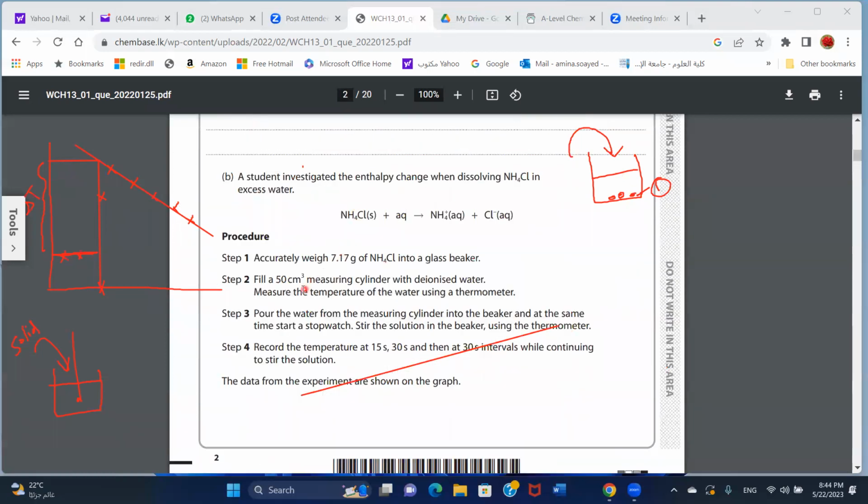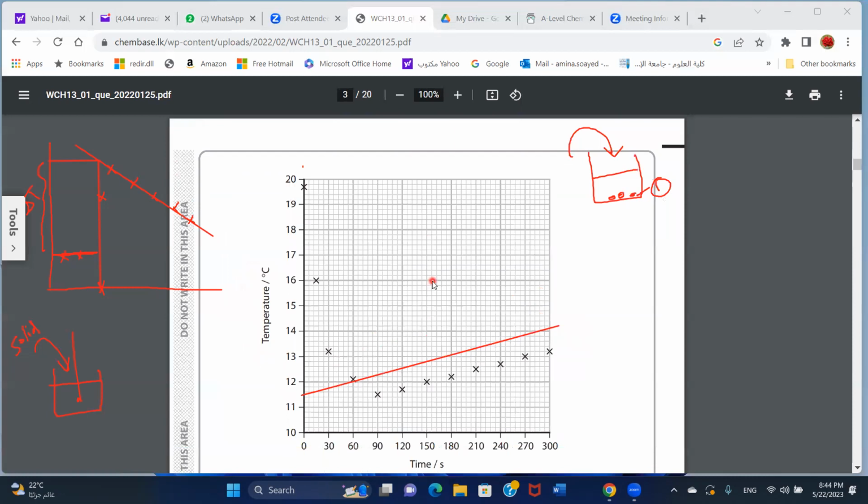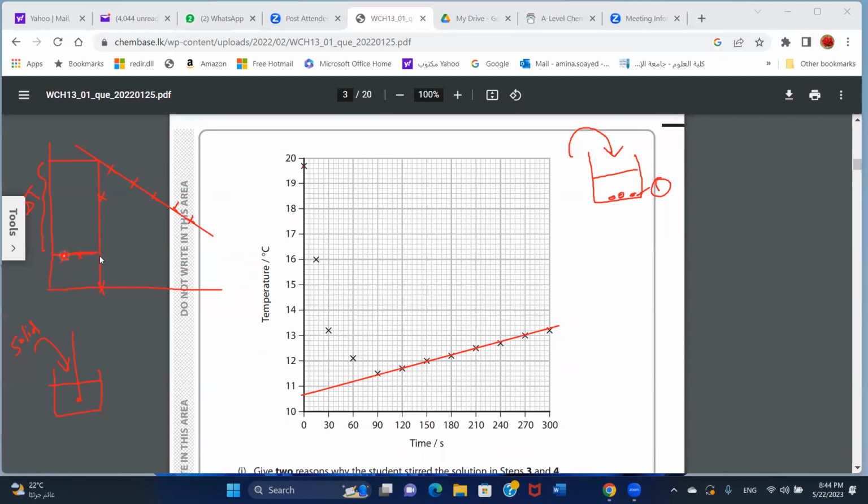You see in the experiment? Oh, yes, that's 0. They said fill a 50 centimeter cube measuring cylinder with deionized water and measure the temperature of the water using a thermometer only once. And then they poured it over the solid. Okay? So they didn't do this part.